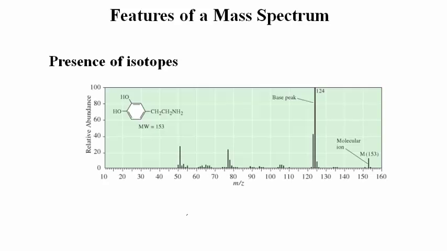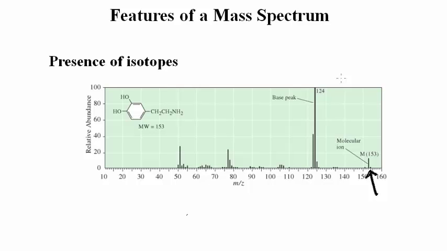Another feature that's of particular interest to us, and very useful when solving the molecular structure of a compound based on the mass spectrum, is looking at the presence of isotopes. So if we look at the mass spectrum of dopamine again, we find that the molecular ion peak appears at an m/z of 153. If you look more closely at this mass spectrum, you see that there's a small peak at m/z of 154. And that's from an ion that's 1 AMU heavier than the molecular ion of dopamine.